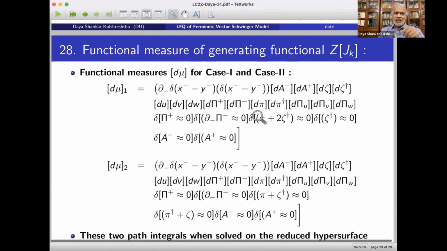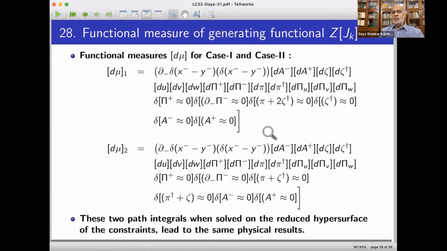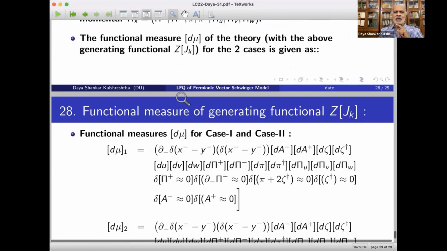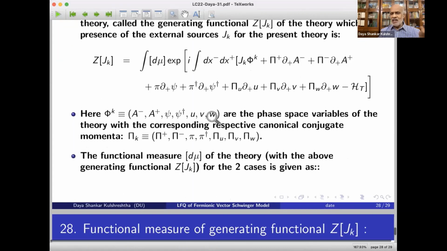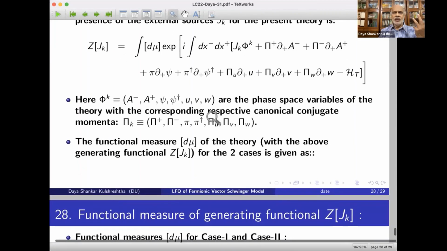So here, in the first place, let me complete the things on path integral quantization. These two expressions do look different, but if you write them down on the reduced hypersurface of the constraints of the theory, then they will yield identically the same result. So that is one thing, and that is just one remark about this. You can further proceed to calculate the 2-point function, 4-point function, whatever you like. If you are interested in the so-called functional field theory, then this would be your starting point for doing the functional field theory.